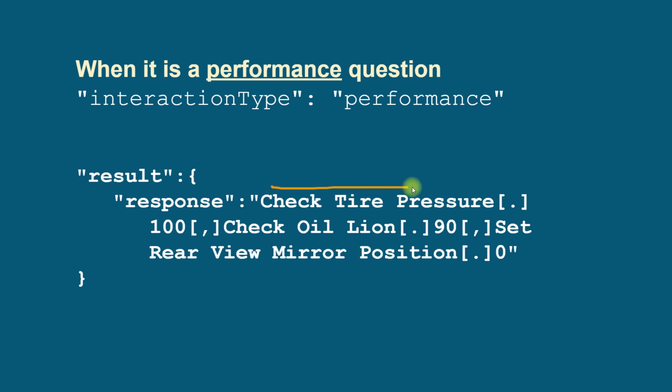Step 1, check the tire pressure, 100. So in this case, we did the numeric answer. Next one, check the oil. That's 90. Set the rear view mirror position to, I guess before you're going to drive it. They didn't do that, so 0. Looks like our lion got in there. You can ignore that. That was a copy and paste error. So anyway, you get the idea.